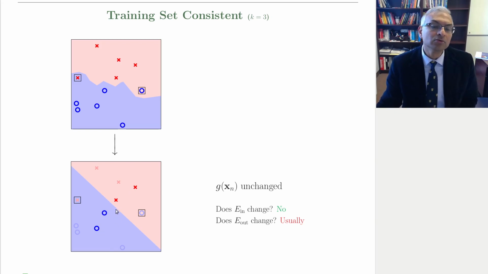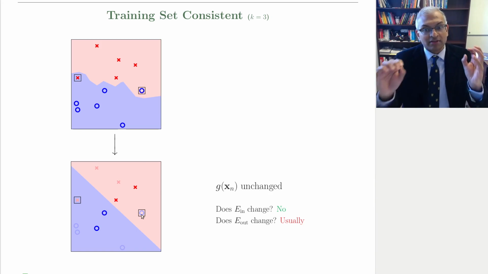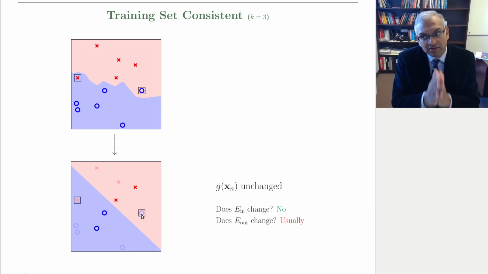The new classification boundary is this blue region. And if you look, the blue region classifies all these guys blue, and this red point also blue. But that's what it was before. It was classified blue before, and so that's fine. We are still training set consistent. And this blue data point, which was classified red before, is also classified red now. So the classifications of the training data have not changed. That is what training set consistent means.